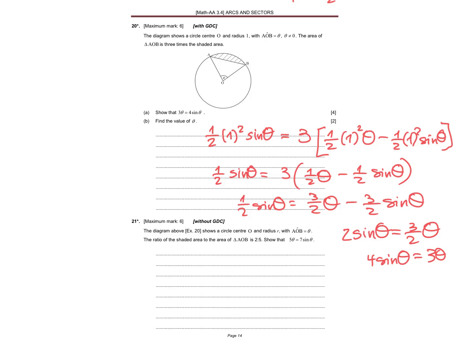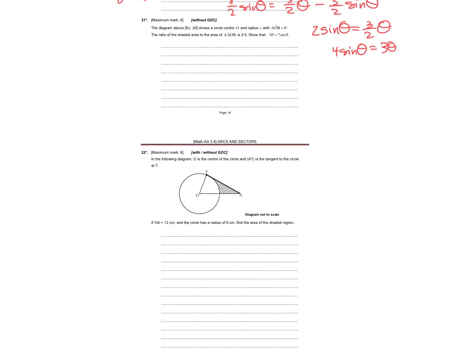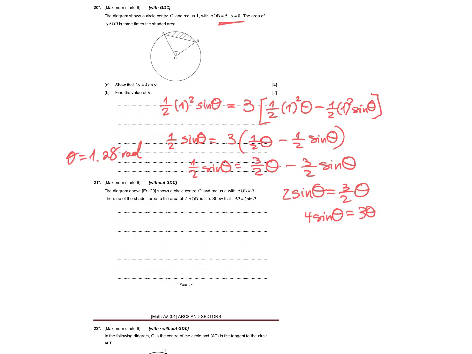So when you do this in the graphing calculator, make sure you're in radians first of all. And then when you just put it in comma x, it gives you 0, but it says up here that it can't be 0. So I just put after x comma 0.001, and it gives that theta is 1.28 radians. The diagram above shows circle O, radius R, AOB.